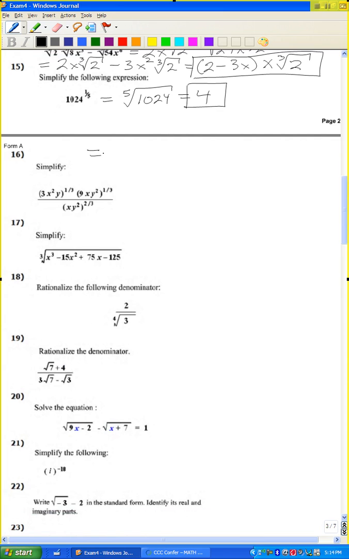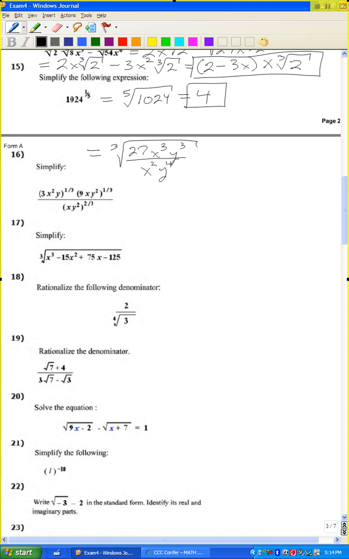Maybe I'll write it up here. Everything is to the power of 1/3, so that's a big cube root. 3 times 9 is 27. X squared times x is x cubed. Y times y squared is y cubed. And you have this to the 2/3 power. So if I square everything inside the parentheses, the rest is going to be under the cube root. So I have here x squared, y to the 4th.